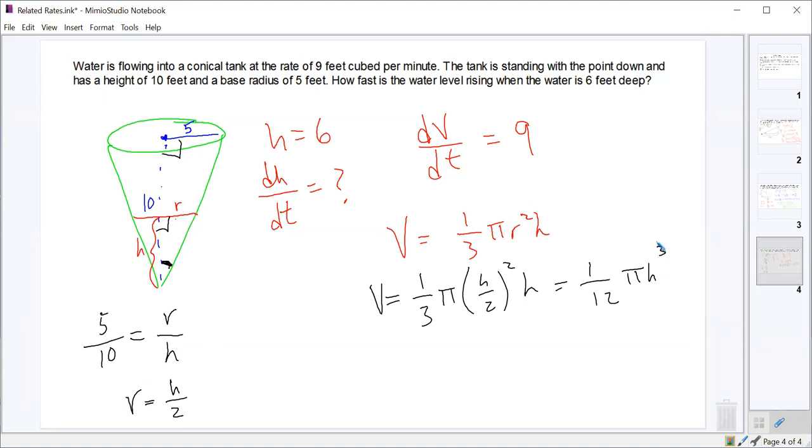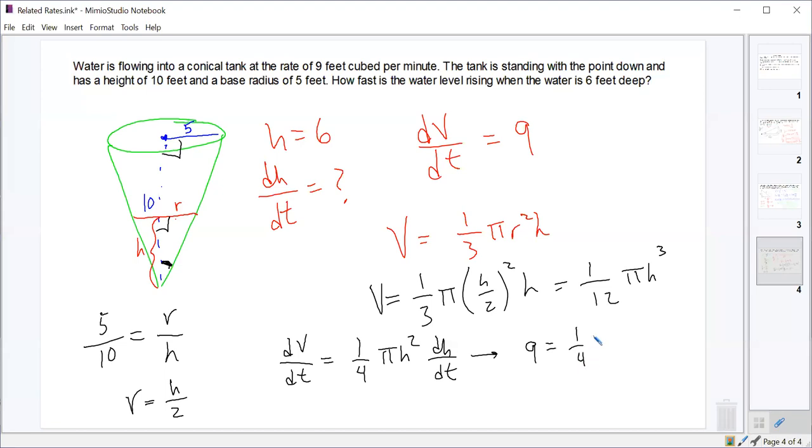So 1/12 pi h cubed. Good or no? Good. Okay. So now we'll take our derivative. dV/dt ought to be equal to 3/12 or 1/4 pi h squared dH/dt. And what value are we looking for? We're looking for dH/dt. We'll just plug everything else in.